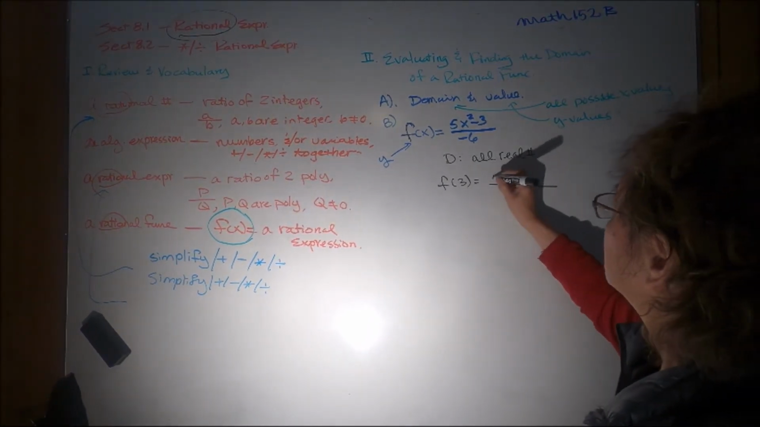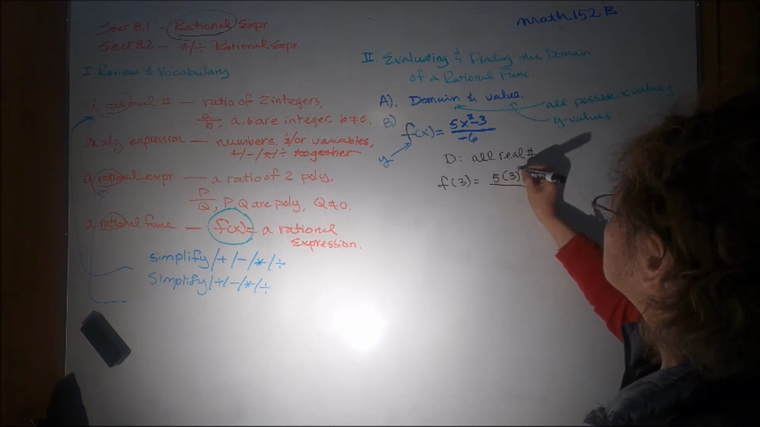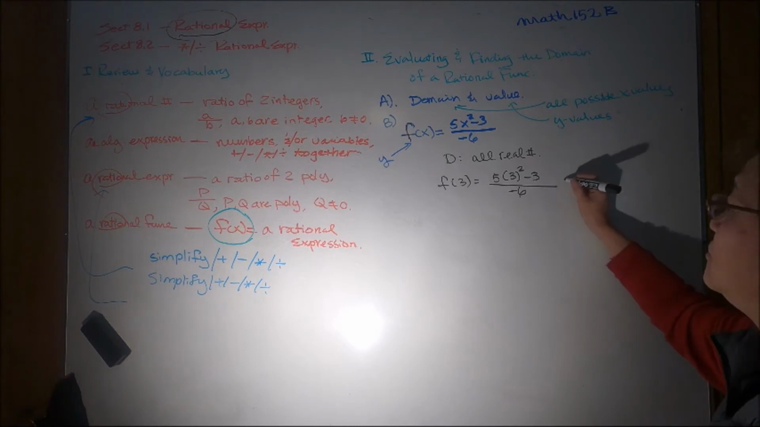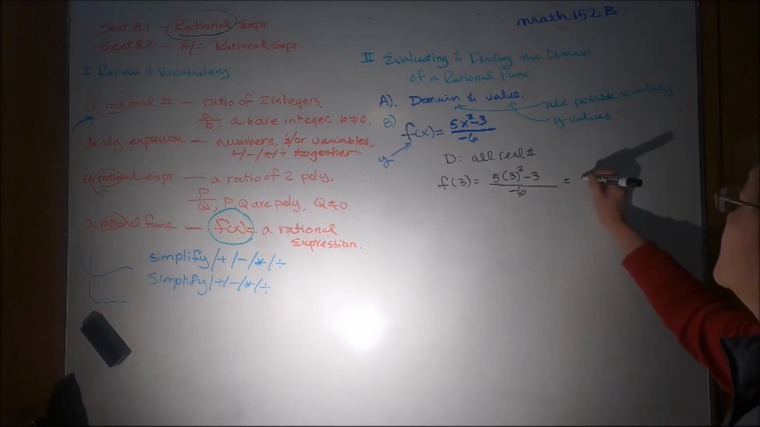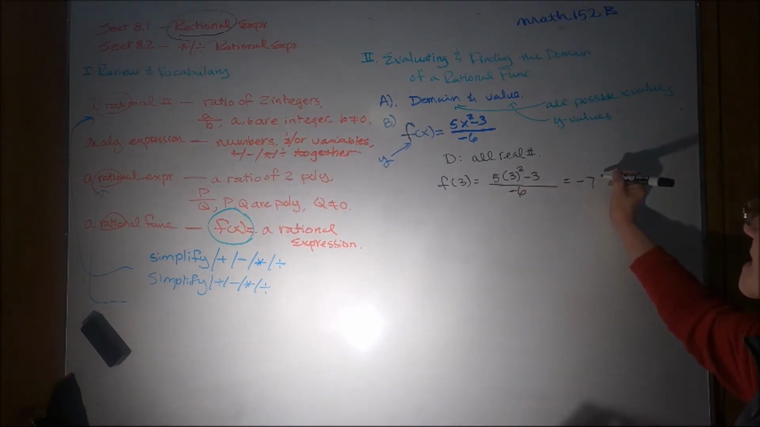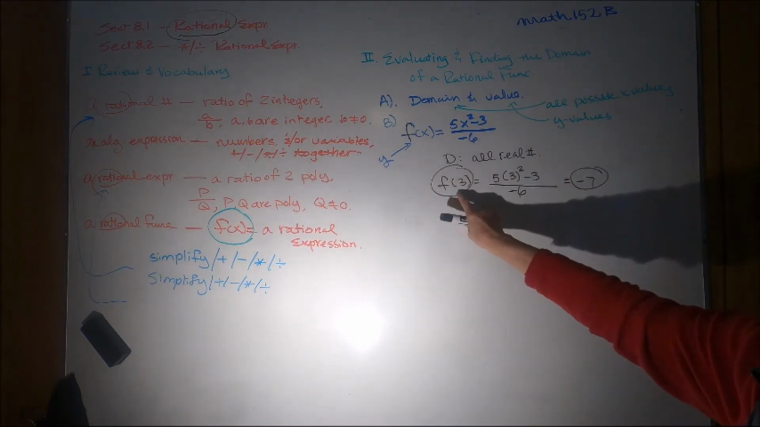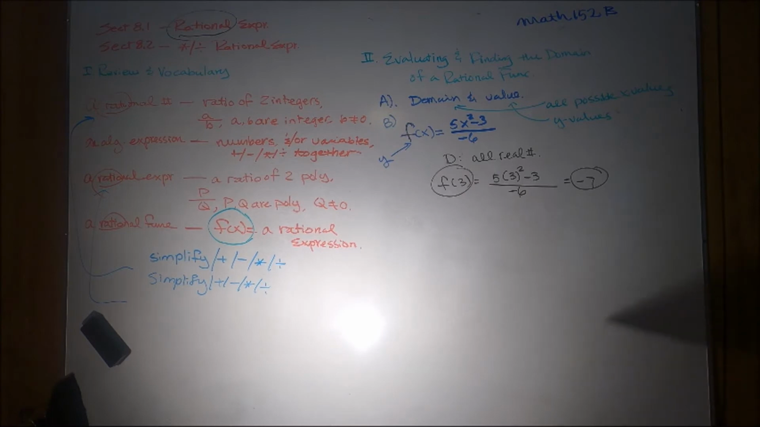So what do you have? 5 times 3 squared minus 3 minus 6. The value will be 45. Okay, minus 6 would be 7. So that would be the answer for the symbol f of 3. That's what it means. Okay? And look at the next one.